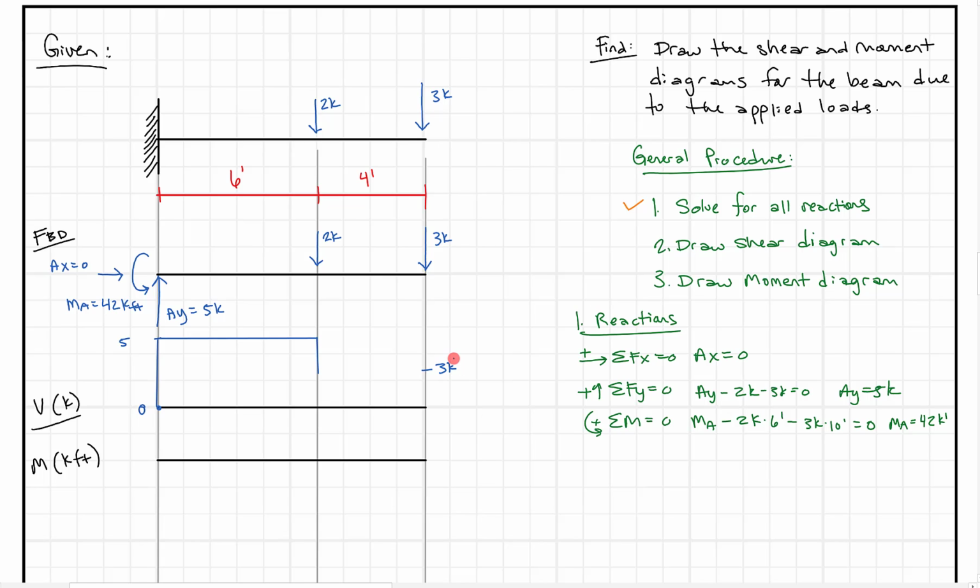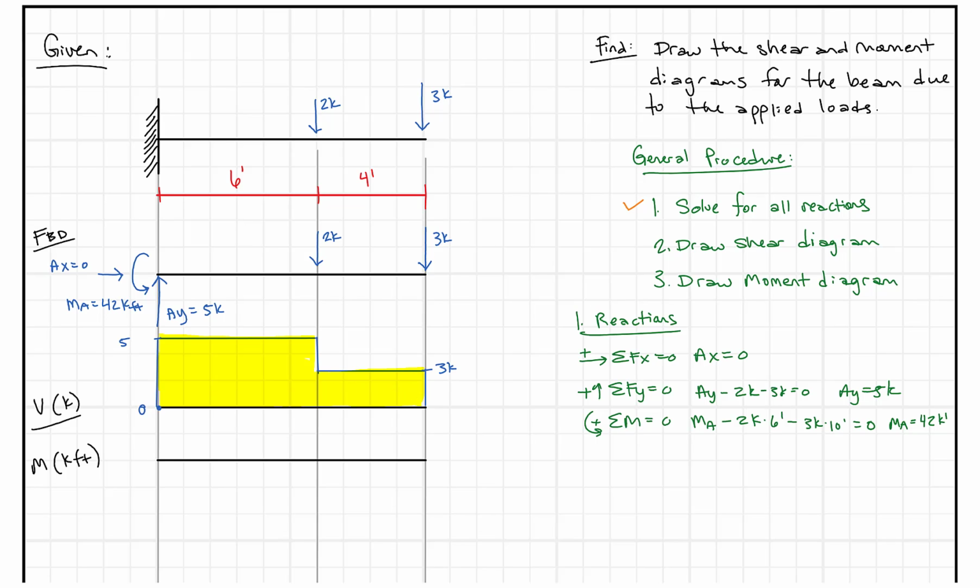And again, similar to what we did here, between the 2 kips and the 3 kips, there's no applied force, so the shear doesn't change. We can continue that line over and then straight down to close to 0. So let's draw those. Once we close to 0, our shear diagram is complete. So I'm just going to highlight this in, and we're going to call it a complete shear diagram.